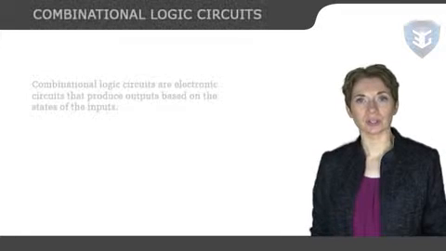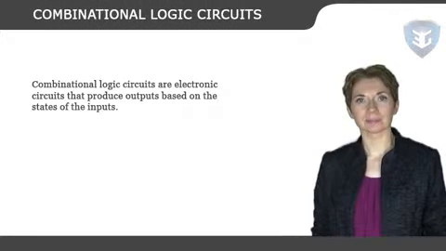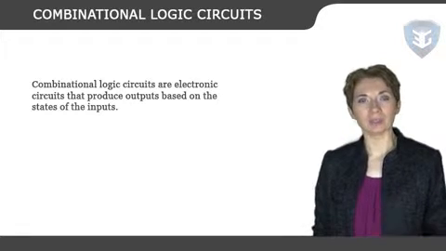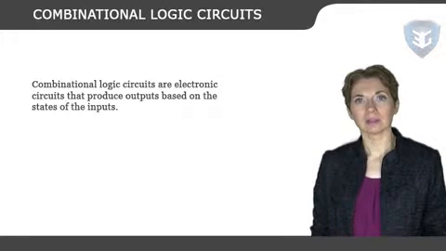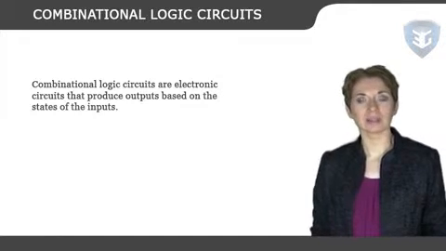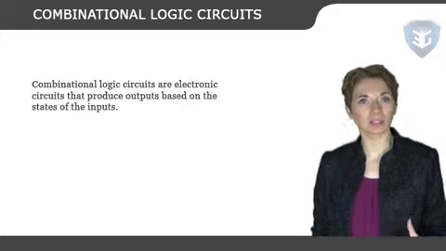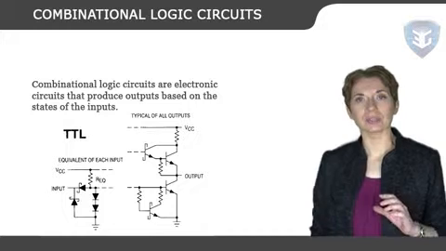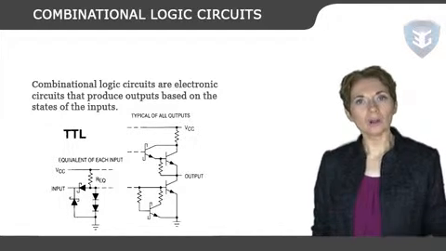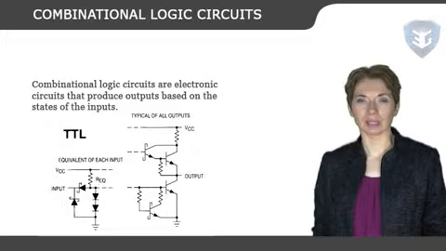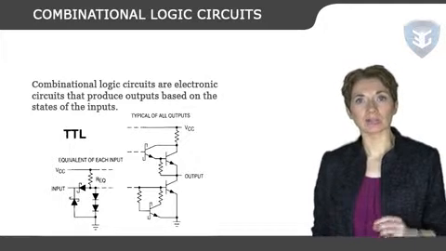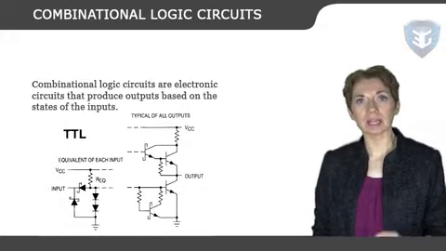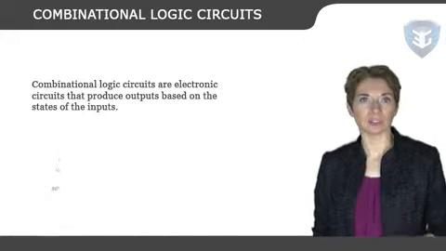Let's start with the introduction of combinational logic circuits. Combinational logic circuits are electronic circuits that produce outputs based on the states of the inputs. Unlike in sequential logic circuits, the previous outputs do not partly determine the next outputs. The transistor-transistor logic, or TTL family of circuits, also implements combinational logic circuits. Voltage levels are either 0 volts direct current, VDC, or low voltage level, or +5 VDC, or high voltage level.